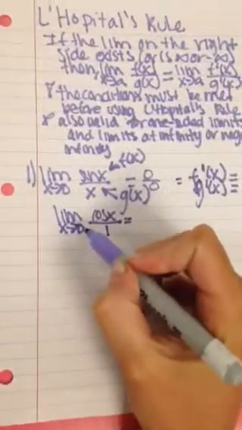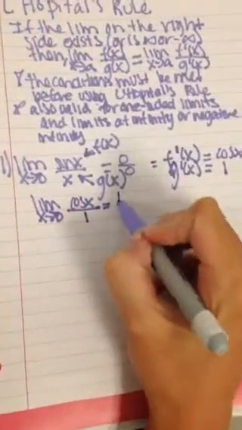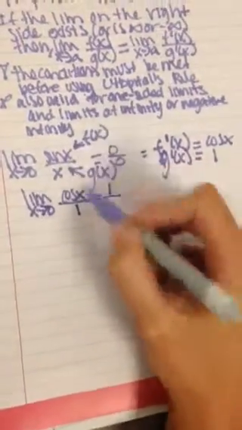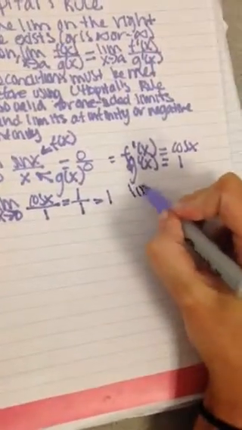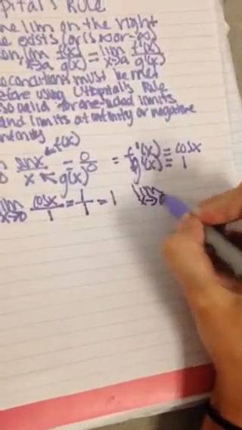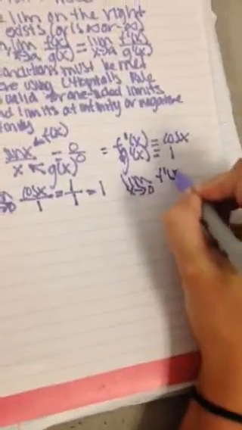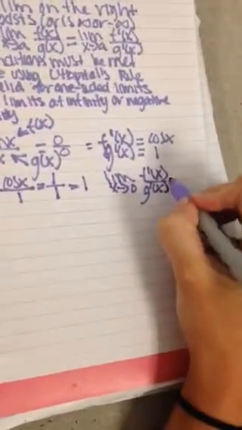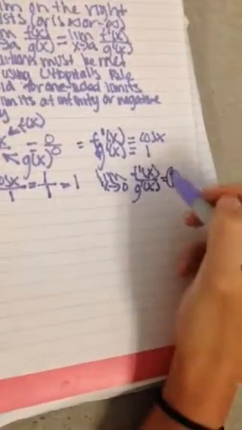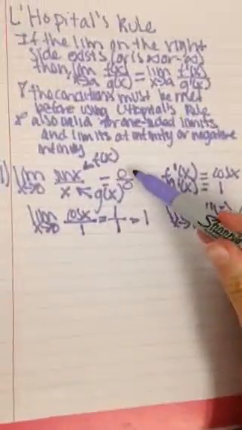And then plug in 0 for x, and you get cosine of 0, which is 1, over 1, which is just 1. So the limit as x approaches 0 of f prime of x over g prime of x equals 1. And that is the answer, since we don't have 0 over 0 or infinity over infinity anymore.